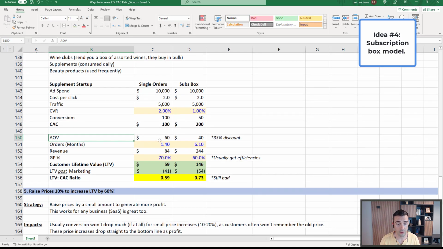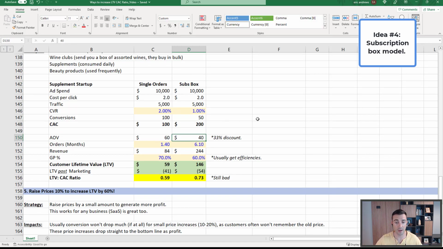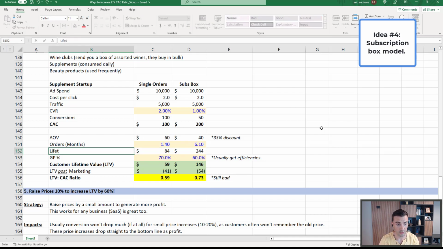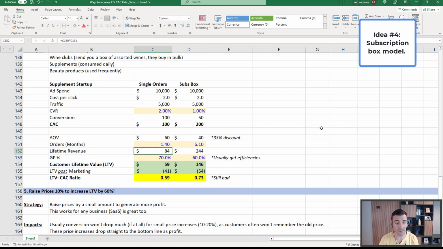The average order value we're saying is $60 if you make a single order, but with the subscription box, you effectively get a 33% discount to join the subscription plan. And so we're saying that the lifetime orders of someone who is just ordering on a one-off basis is 1.4, but people who get on the subscription plan, it's 6.1. So the revenue is lifetime revenue. Let's say lifetime revenue is $84 versus $244.